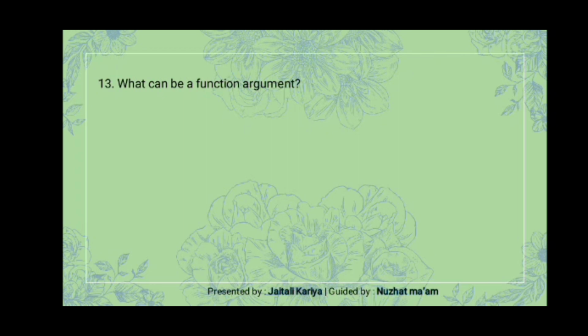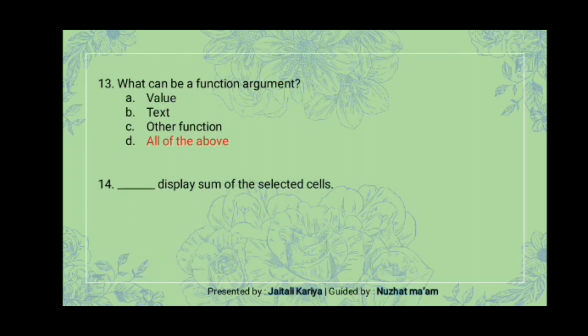13th, what can be a function argument? A. Value, B. Text, C. Other function, and D. All of the above. And the correct answer is D, that is, all of the above. 14th, dash displays the sum of the selected cells. A. Title bar, B. Menu bar, C. Status bar, and D. Formula bar. And the correct answer is C, that is, status bar.